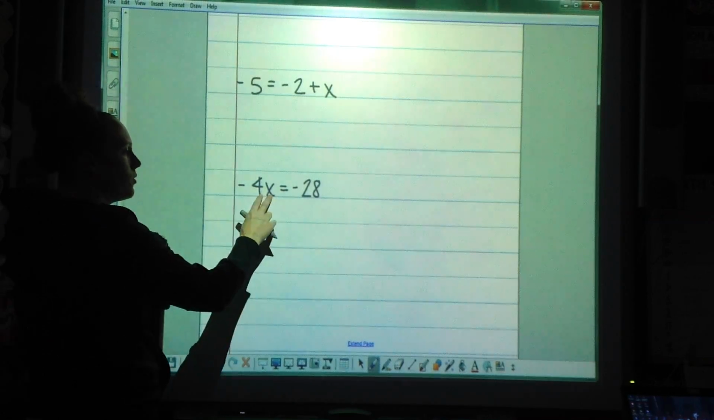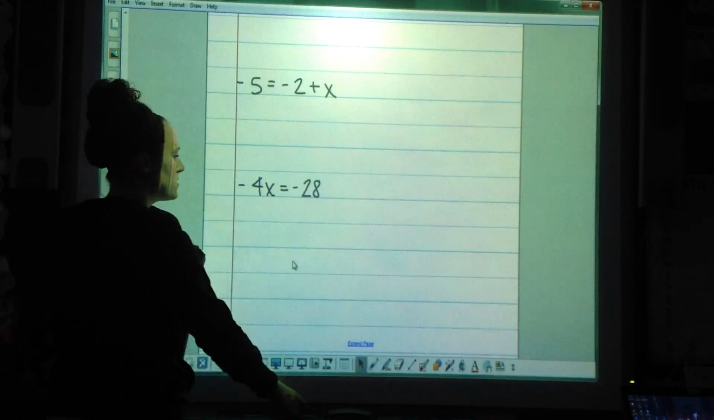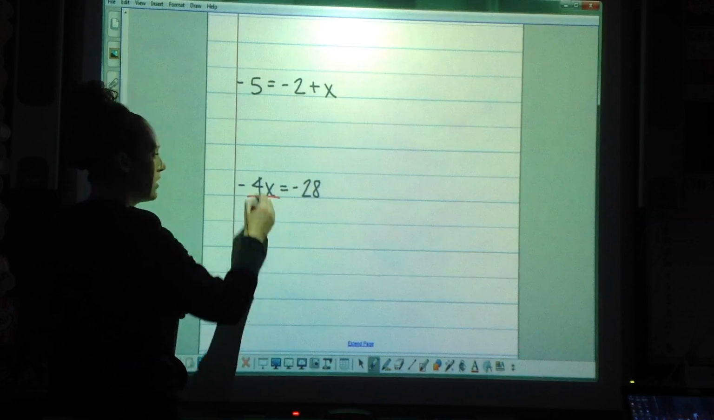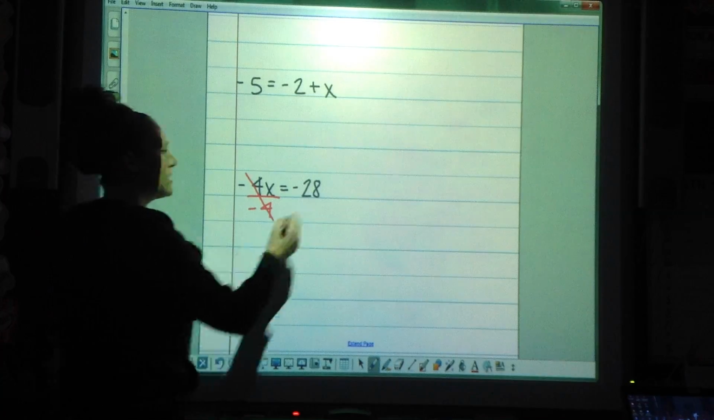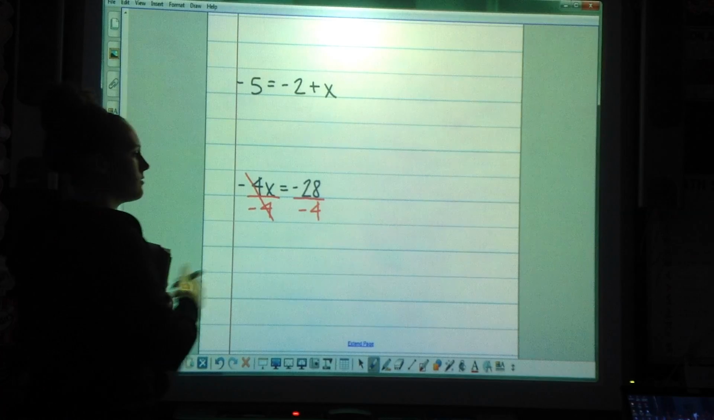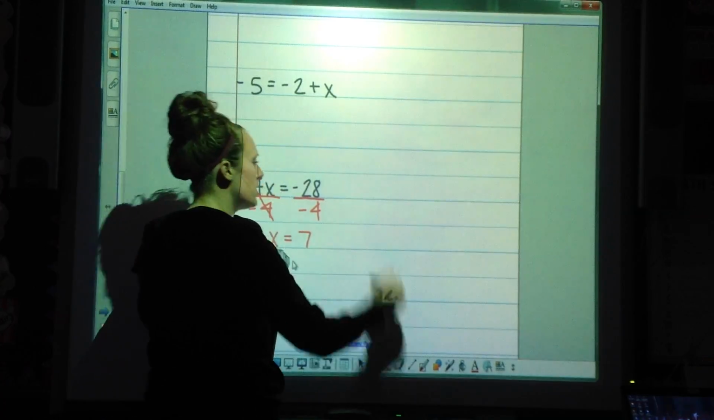So you're going to think, what's the inverse of multiplying? Well, the opposite of multiplying is dividing. And I'm going to show division by using the fraction bar. That's gone. It's gone off of that side. Whatever I do to one side, I do to the other. Negative 28 divided by negative 4 is a positive 7. Still check your answers.